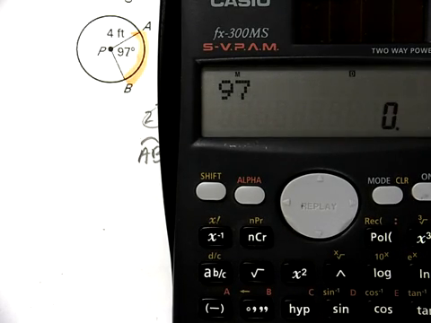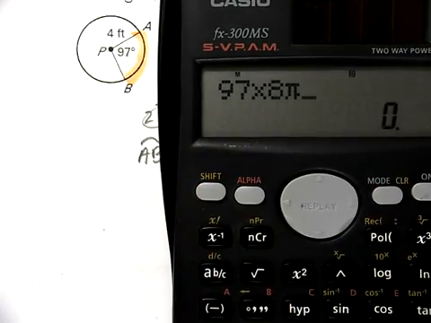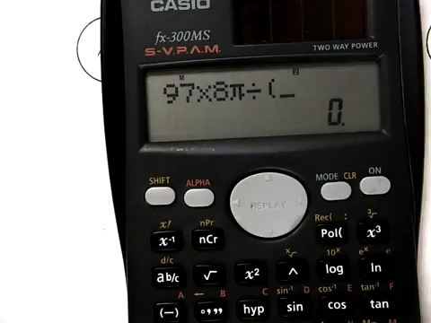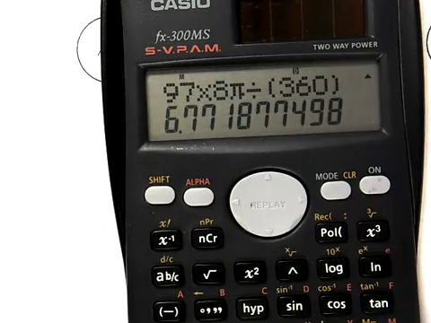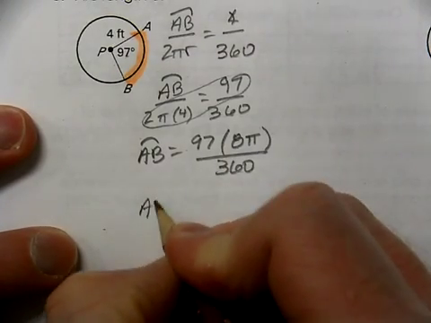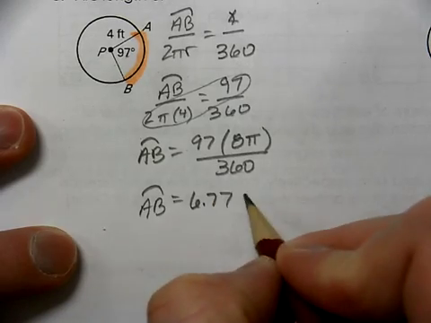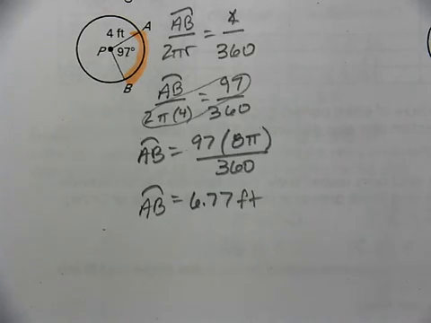97 times the 8 pi, and we'll divide that by our denominator of 360. We get 6.77. And our units are feet.